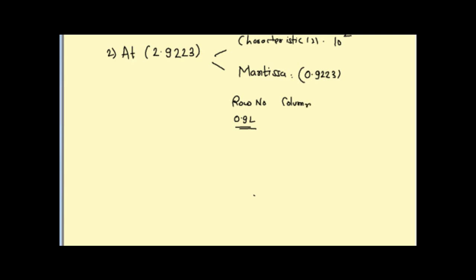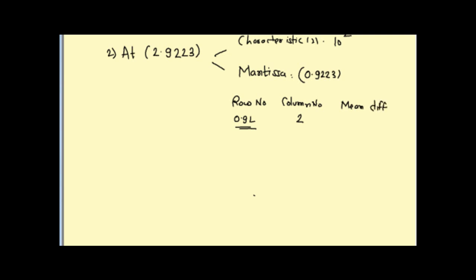Second example that we'll take: suppose we have to find antilog of 2.9223. Again it has to be divided into two parts, characteristic and mantissa. Here the characteristic value is 2, so the value of antilog will be 10 raised to 2, and the mantissa part is 0.9223. So row number 0.92, given by the first two digits, column number is 2, and mean difference is 3.